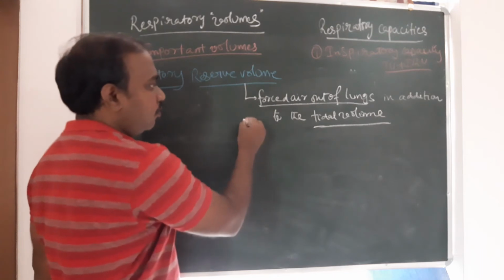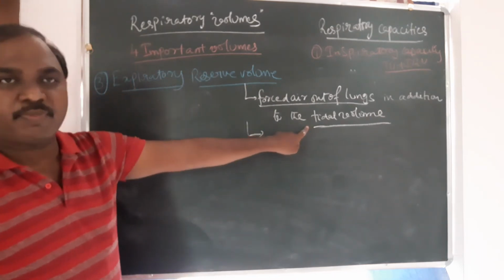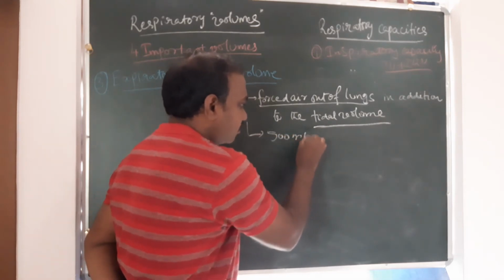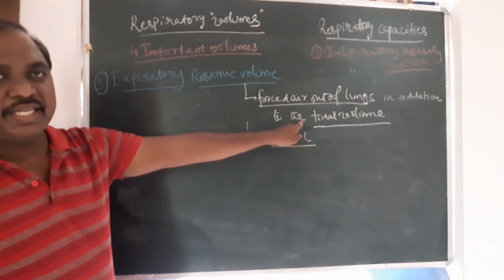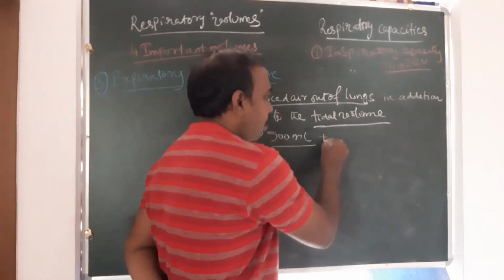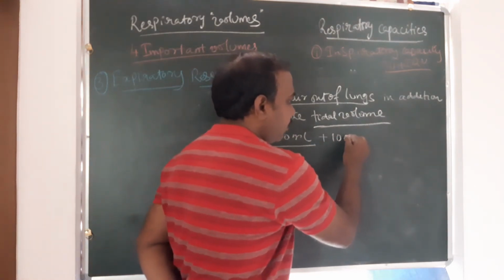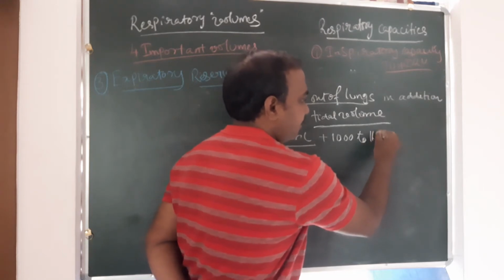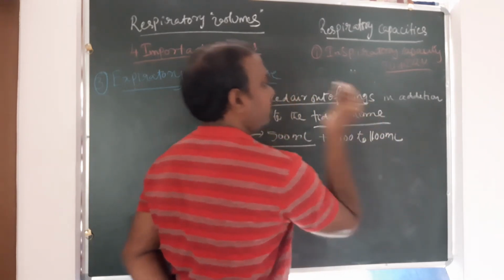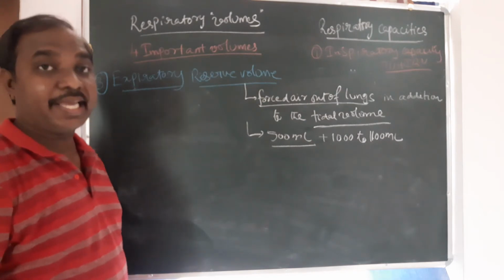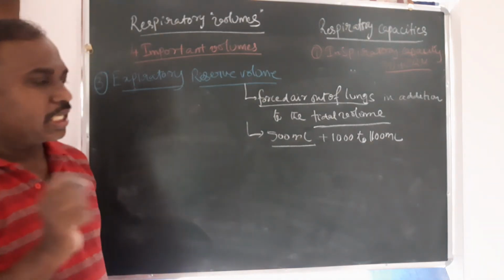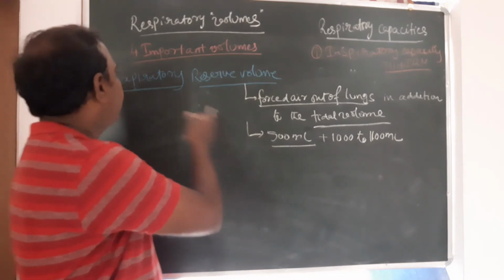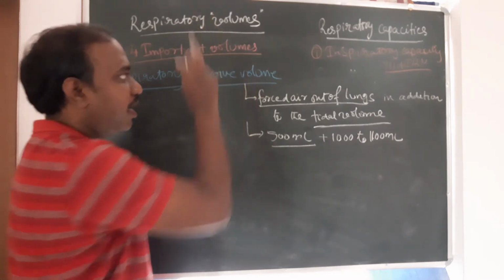In the tidal volume, how much of the air would you expel out? 500 ml of air, obviously. And in here, how much of the air is expelled out? 1000 to 1100 ml of air is expelled out, right? So this is the expiratory reserve volume.